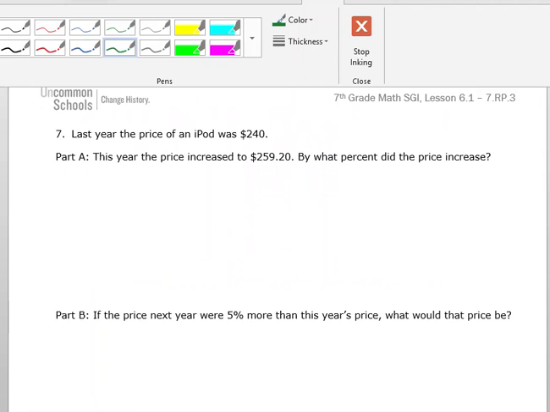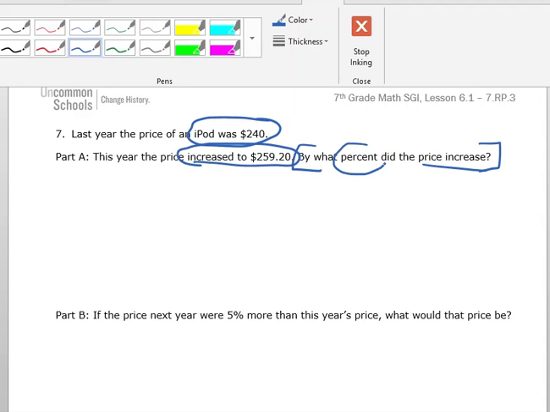All right, welcome back. We are going to take a look at the last part of the independent practice together, which means that when you turn this paper in, every single one of you is going to have all of the notes on this last page. So last year the price of an iPod was $240. I haven't seen an iPod in many years, but let's say last year the price was $240. Part A. This year the price increased to $259.20. By what percent did the price increase?